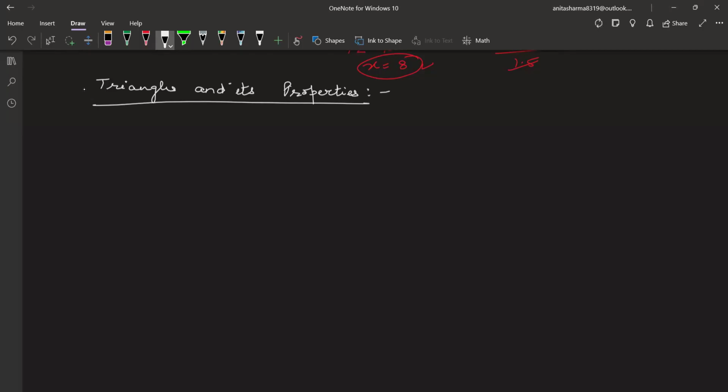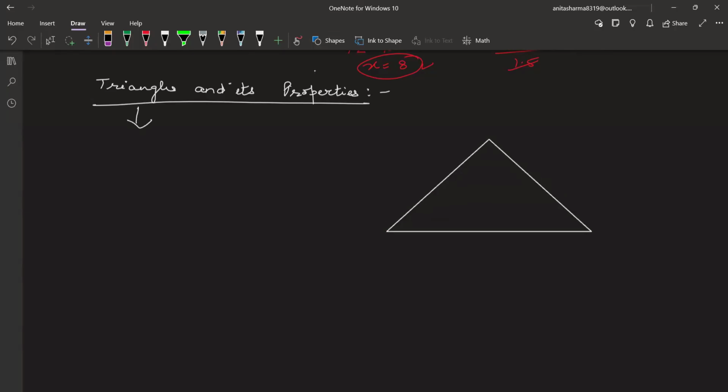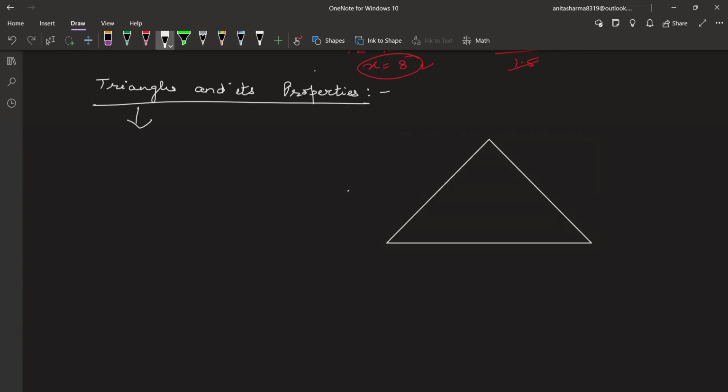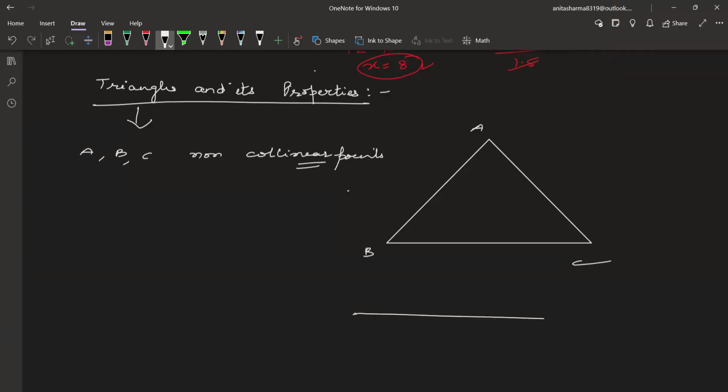And what do you mean by triangle, beta? Ma'am, a triangle is a closed shape with three sides or three line segments and three vertices. Yes, beta. A triangle is a closed figure with three line segments and three vertices. These points A, B, C should be non-collinear, because if they were collinear, they would lie on a straight line.